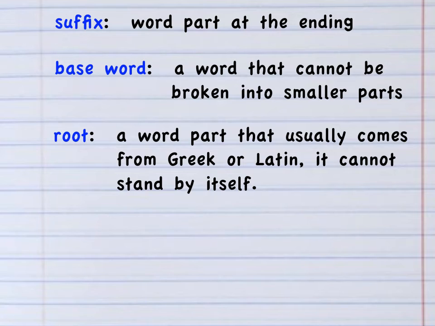A root word is a word part that usually comes from Greek or Latin, and it cannot stand by itself. Ped, for example, P-E-D, ped, it means foot, like a centipede literally means 100 feet. You can also hear the word part ped for foot in words like pedal, pedicure, or pedestrian, but you can't just use ped by itself, so that's why ped is a root and not a base. It comes from Greek and Latin, and it can't stand by itself.